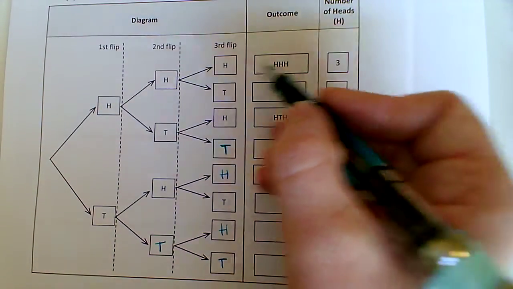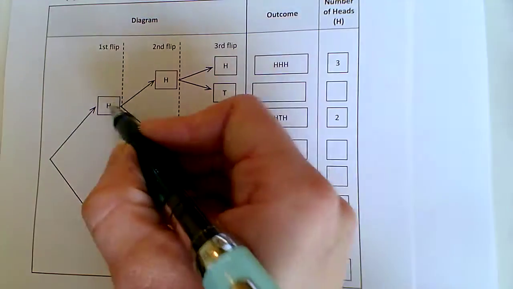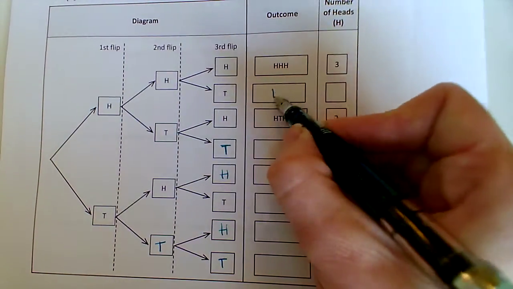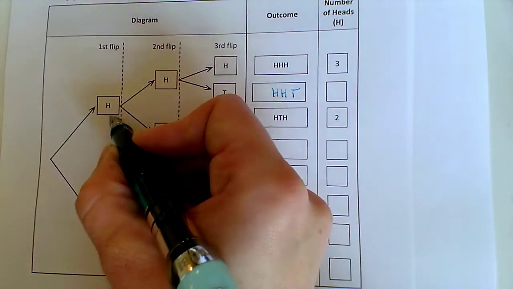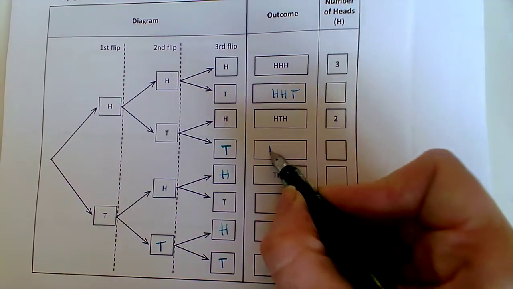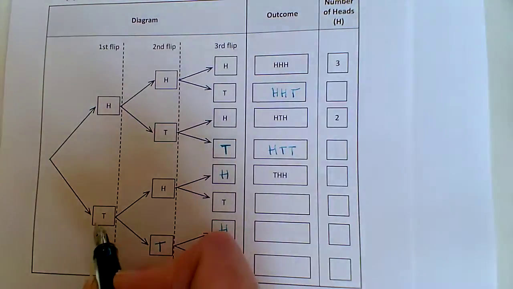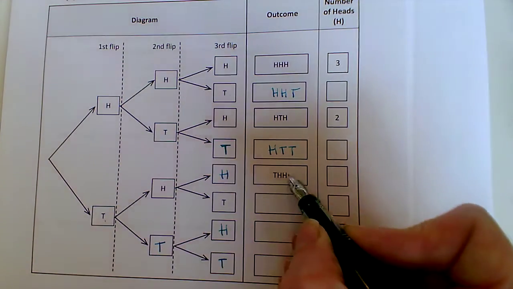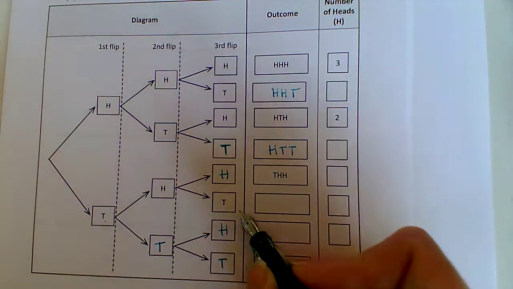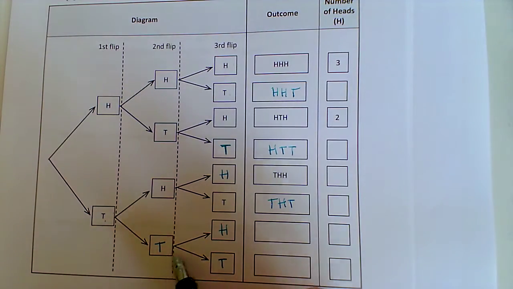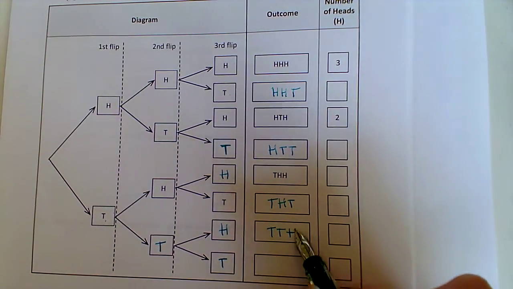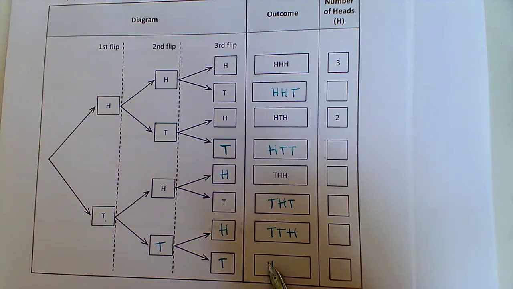Okay, so this one was heads, heads, heads. This one is heads, heads, tails. This one's filled in. This one, heads, tails, tails. This one, tails, heads, heads, filled in. Tails, heads, tails. This one, tails, tails, heads. And the final one, tails, tails, tails.